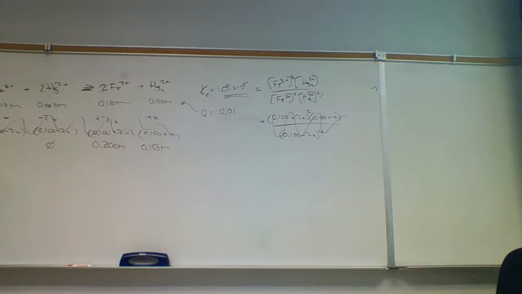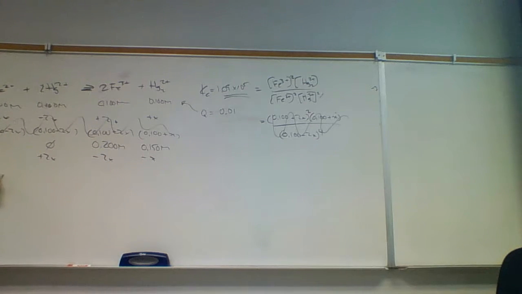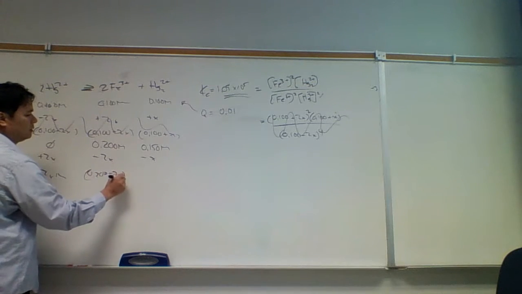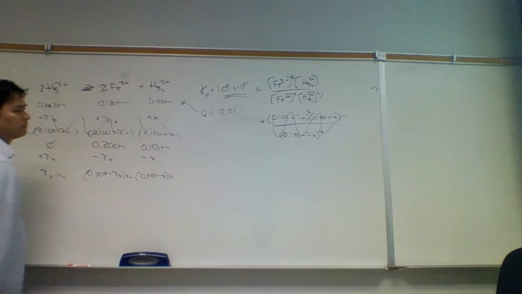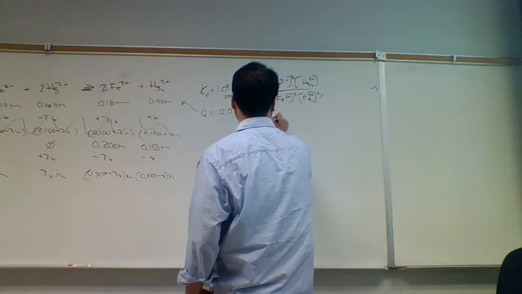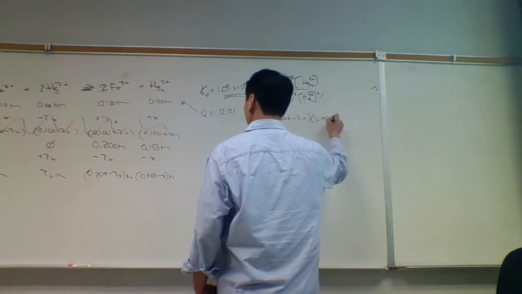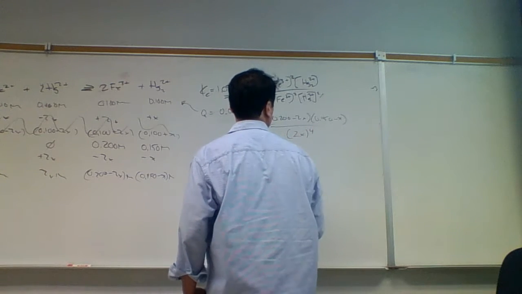The change now has to go back. Otherwise, these can't stay 0. This is going to be plus 2x, minus 2x, minus x. And so at equilibrium, we're going to have 2x molar, 0.200, minus 2x molar, 0.150, minus x. Is this what you got so far? This one? All right, then we'll just plug it in here. This is going to be 0.200 minus 2x times 0.150 minus x divided by 2x to the 4th here.